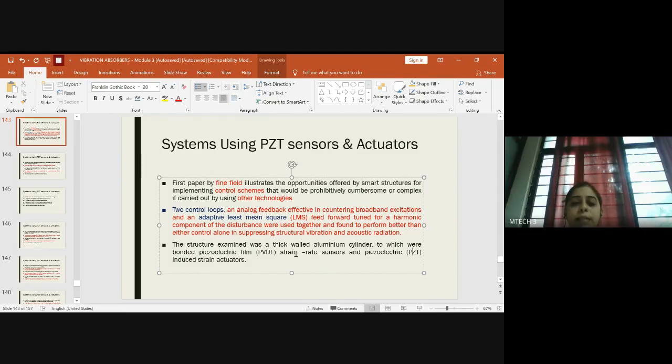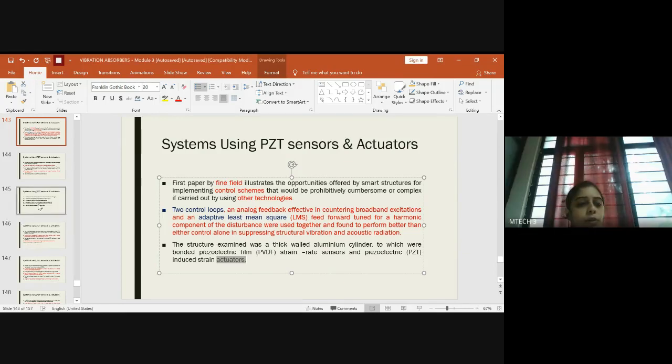Based on the sensing, some instruction will be given by the controlling unit. Based on the instruction given by the controlling unit, the PZT based actuators will perform the desired work. So this was the sketch Mr. Finefield made to evaluate how a smart structure could be easily developed. Is this clear, related to the basic thing, how he formulated the prerequisites to develop a smart structure? Any doubt in this?